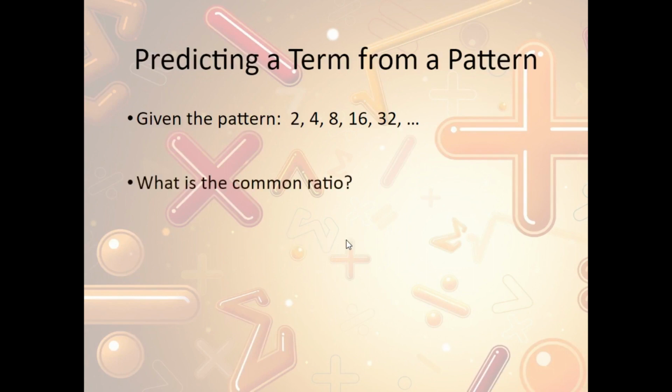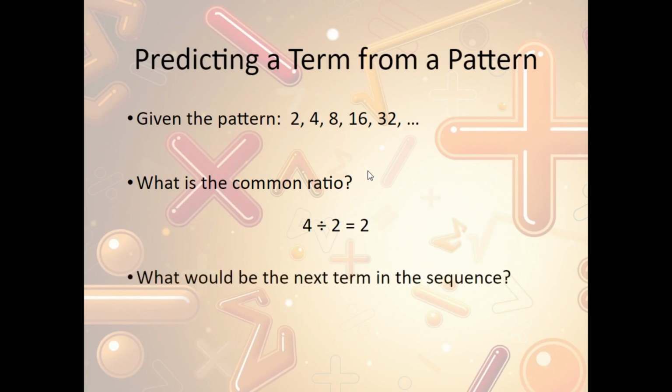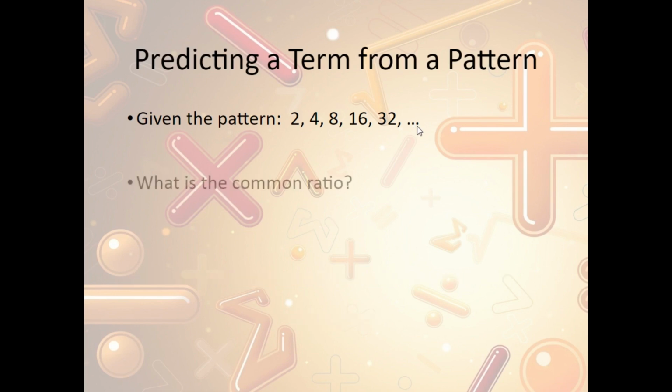And we want to know what the common ratio is. Well, we already talked about it earlier. Our common ratio is 2, and we found it by dividing this number by this number. So 4 divided by 2 is 2. So that's our common ratio. So what would the next term be? Well, we would take 32 and multiply by 2, and we get 64. So 64 would be our next term.